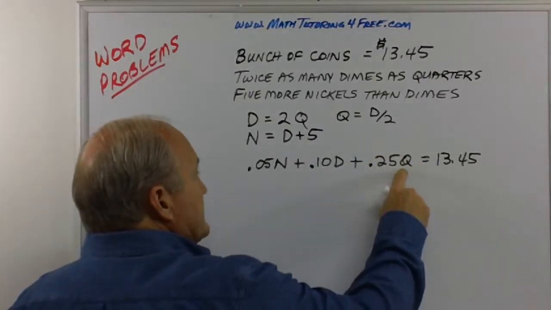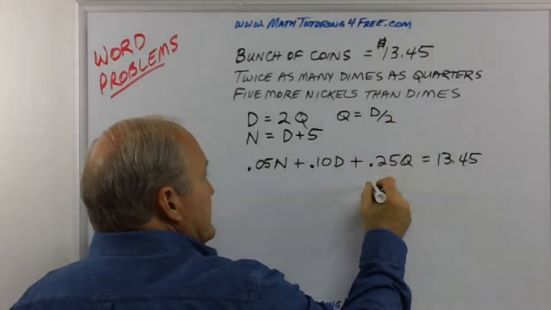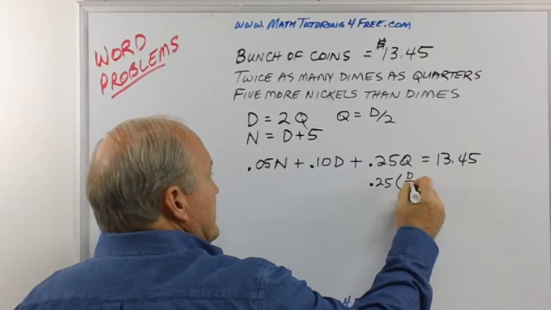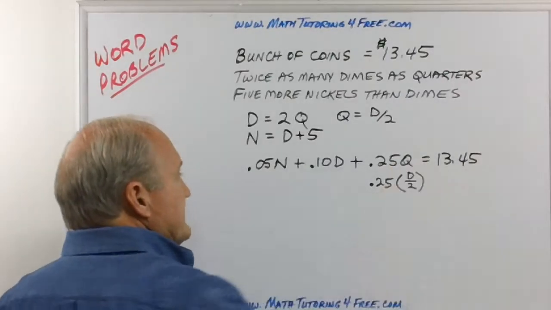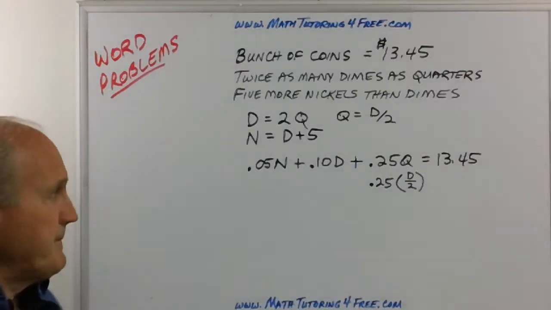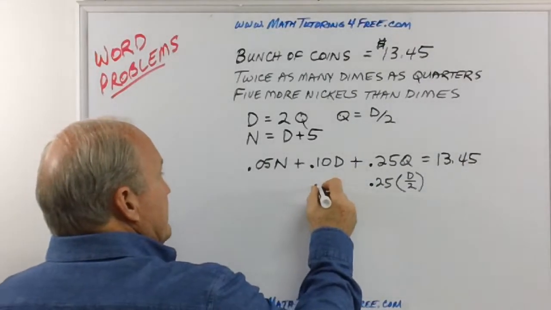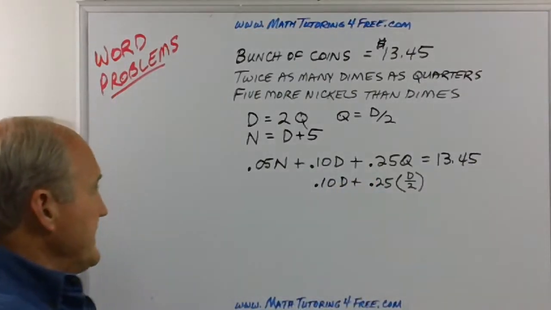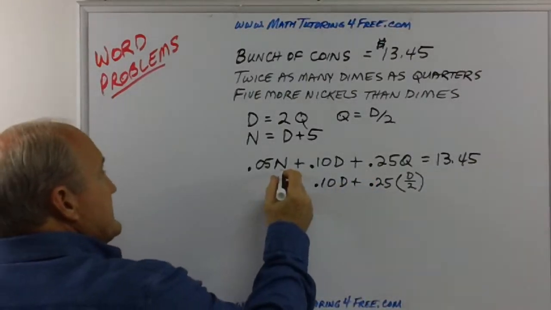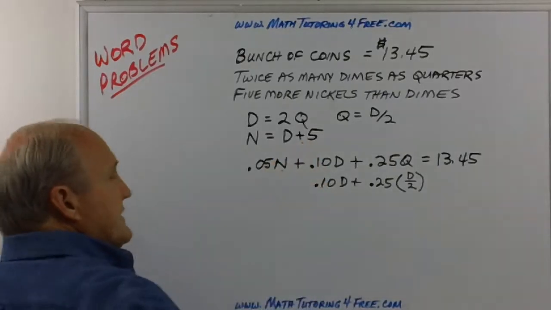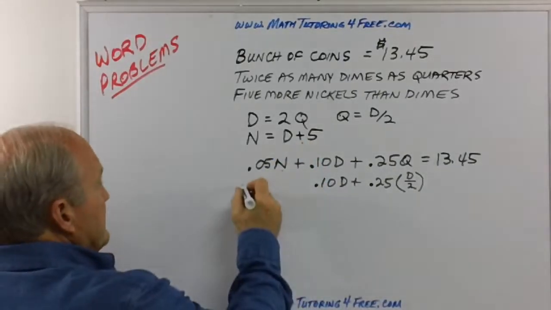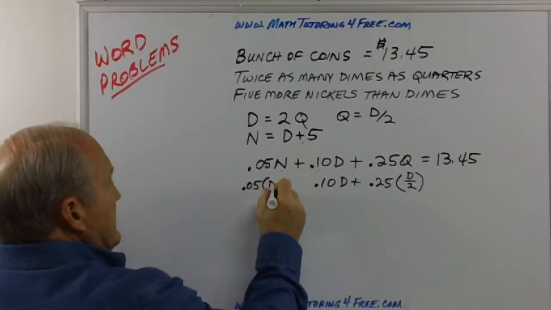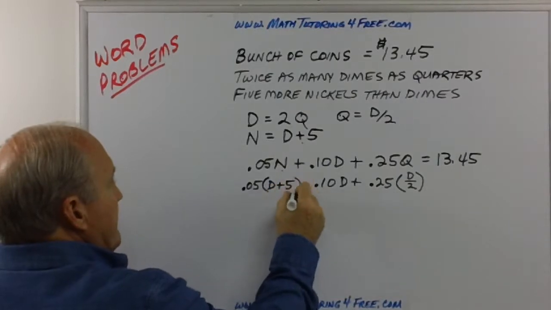Instead of Q, I'm going to change this to D over 2. So I've got 0.25 times D over 2. All I've done is substitute D over 2 in place of the Q, haven't I? And we still have, since we're going to do it all in dimes, that value for the dimes. Now what are we going to put in place of the nickels? We're going to put D plus 5. So now we have 0.05 times, in parentheses, D plus 5.